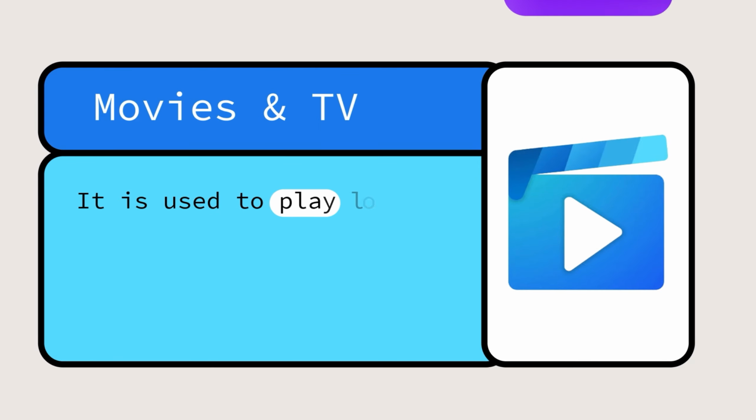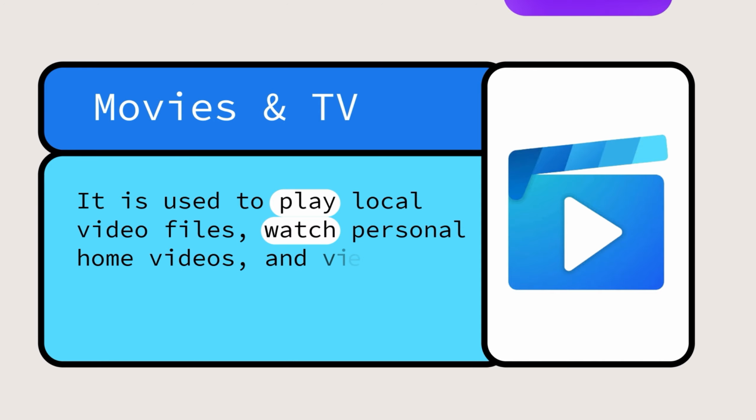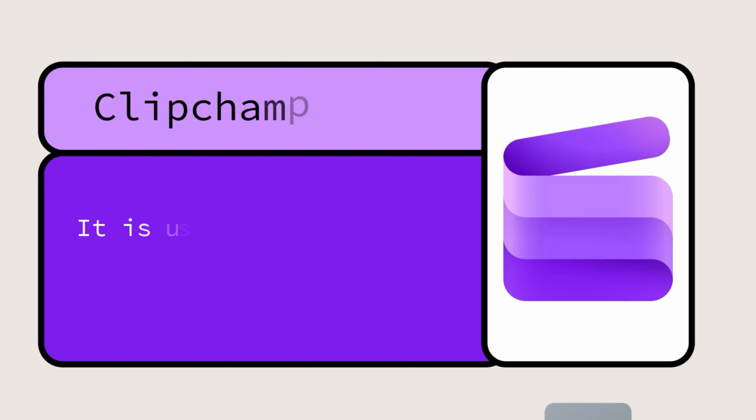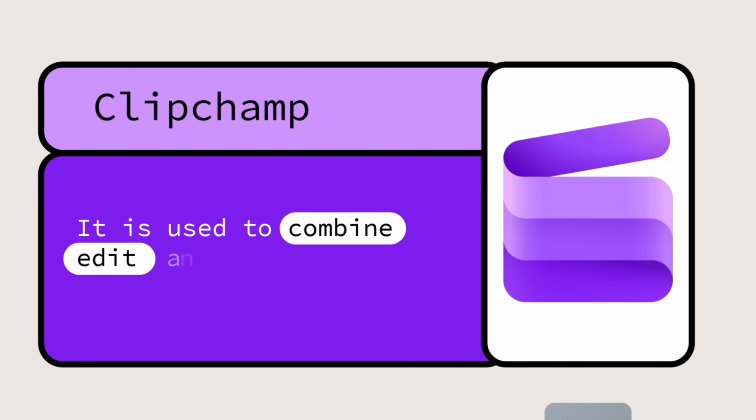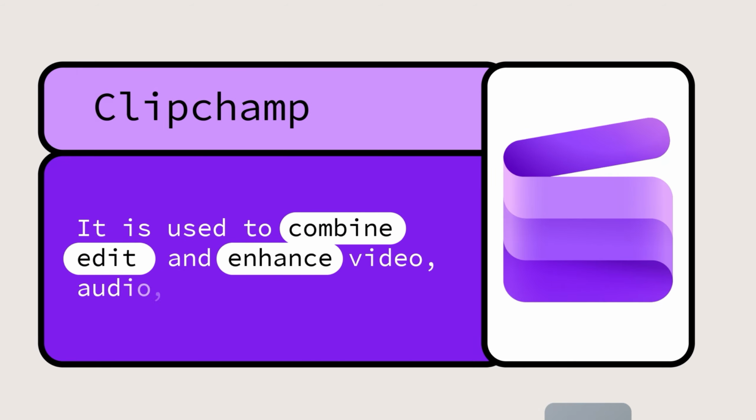Movies and TV. It is used to play local video files, watch personal home videos and view legacy media from Microsoft. Clipchamp. It is used to combine, edit and enhance video, audio and image files.